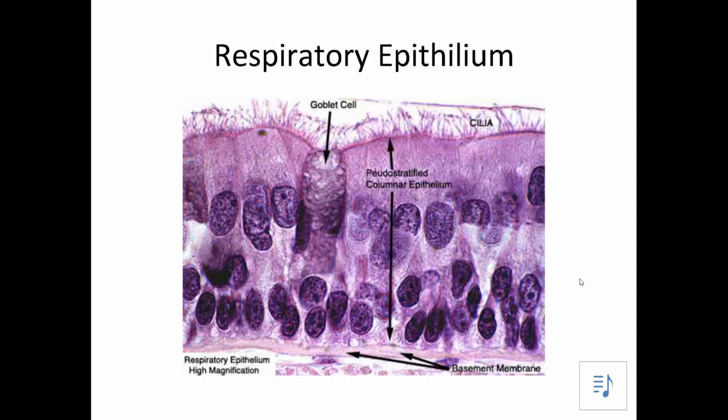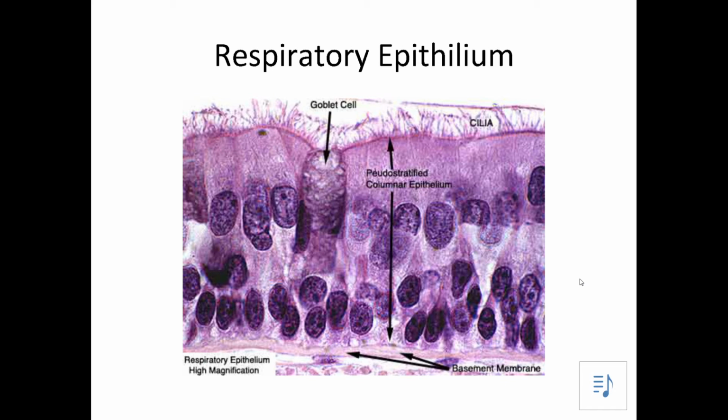Also, in that respiratory epithelia are goblet cells, which are specialized for producing mucus. Mucus is important because it keeps those passageways moist, despite the fact that they're constantly being exposed to the air, and it also helps trap particles and viruses and bacteria and anything else that you might be inhaling.